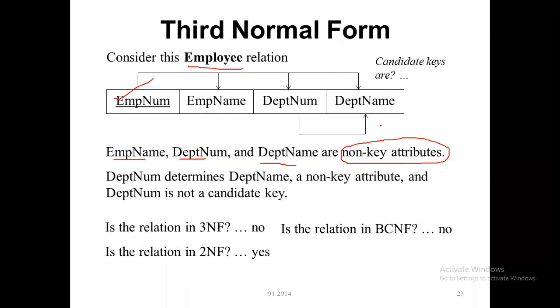So one employee can work in different departments, and it has department number. So here we are not saying that we have to follow some keys and regulation for us. We are following only the key. So here you can see the underline is there. That is, this is a candidate key. Okay. So department number determines the department name, a non-key attribute, and department number is not the candidate key, which I already told you. So in the relation, is the relation 3NF enough? No. Is the relation BCNF enough? No. Is the relation 2NF enough? Yes. Okay. It's a second normal form.